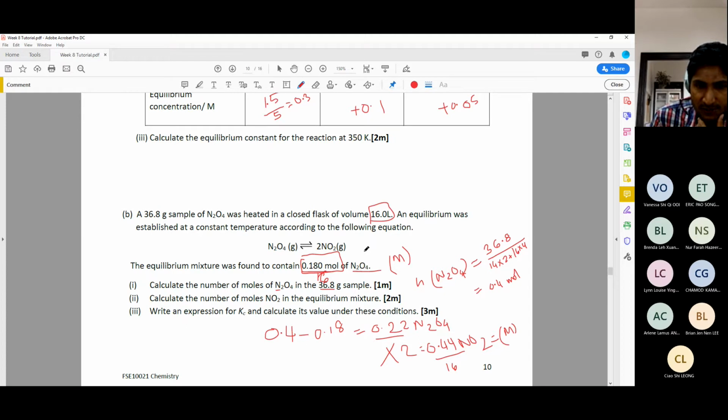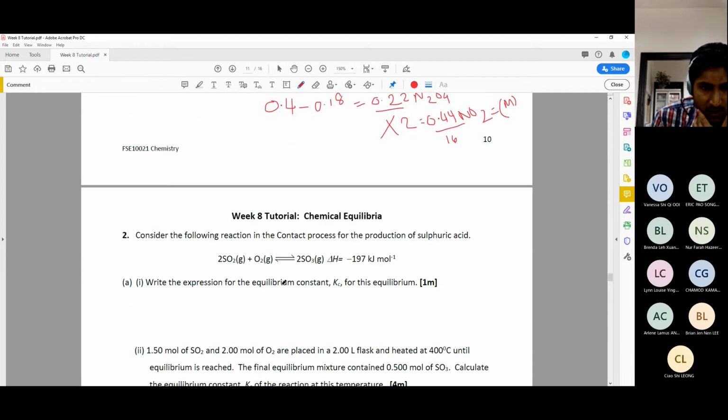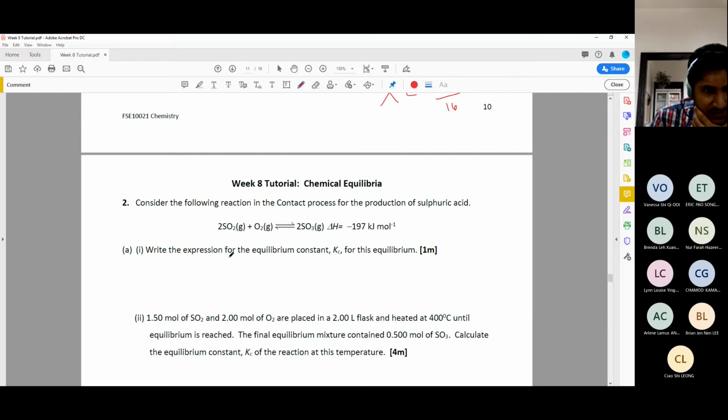And then we just put the values in Kc, which is the concentration of nitrogen dioxide power 2 over dinitrogen tetroxide. We just need to put the values in and then we find the Kc value. I'm not going through this. This is the same thing.